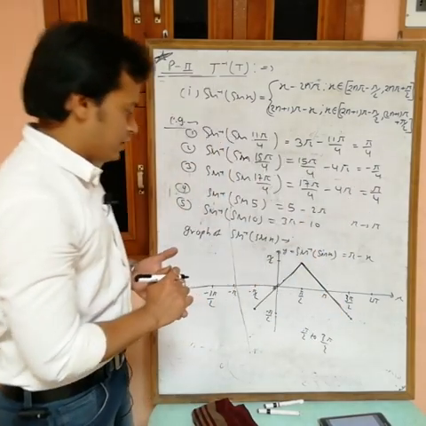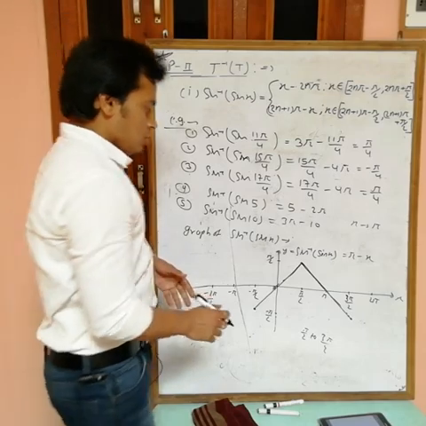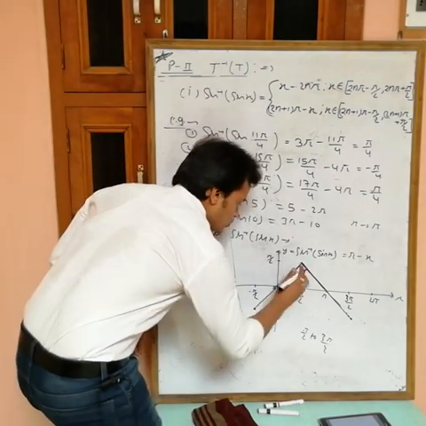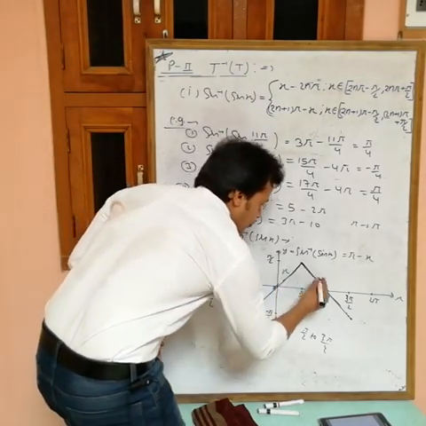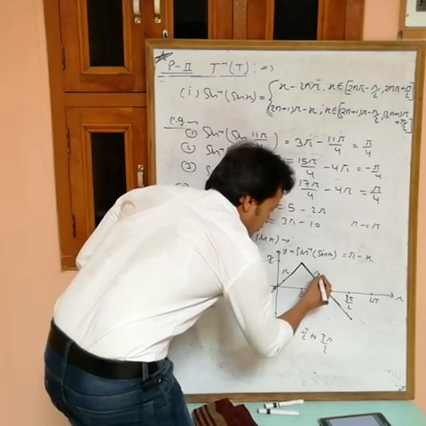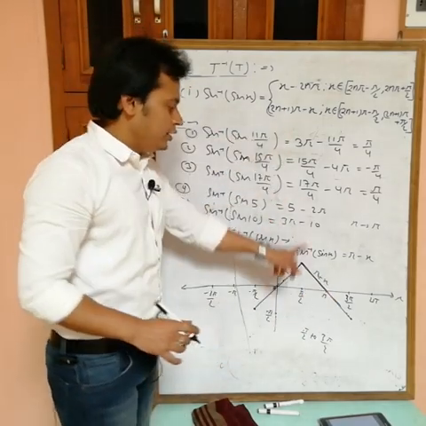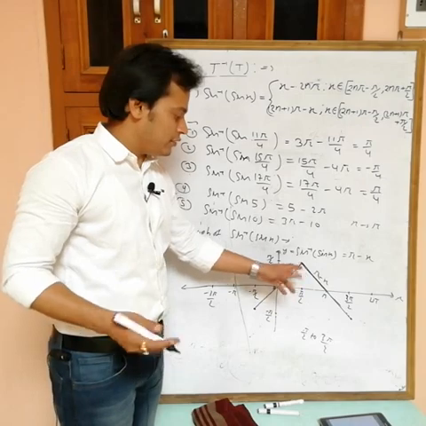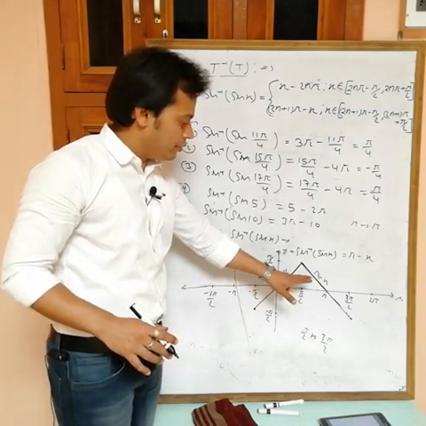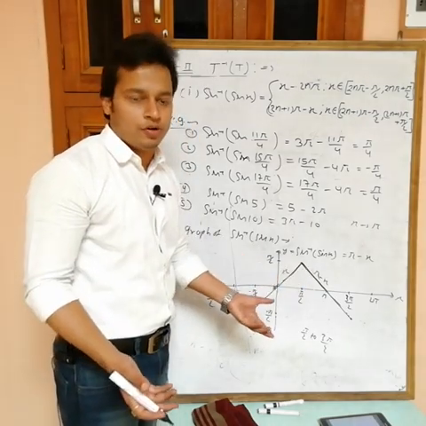Okay, so this is the graph. For this one the value is x, for this one pi minus x. If you are remembering the formula, then there is no need to remember the graph, because any time we can draw it.